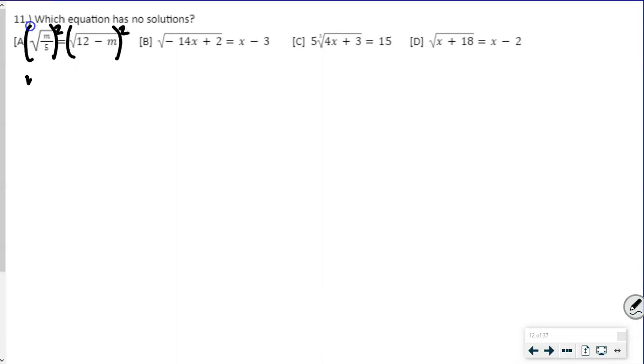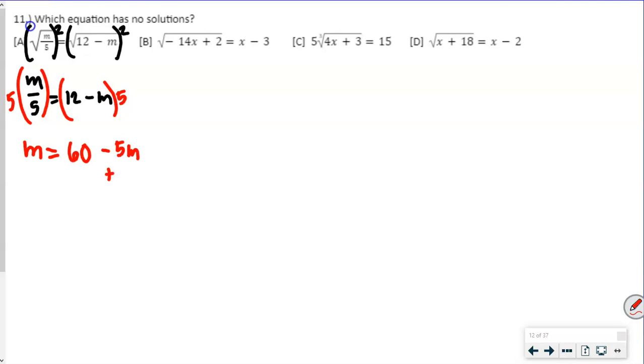So that's going to leave me with m over 5 is equal to 12 minus m. Going to multiply both sides by 5 to get rid of that 5 in the denominator. That gives me m equals 60 minus 5m. Going to add 5m to both sides.